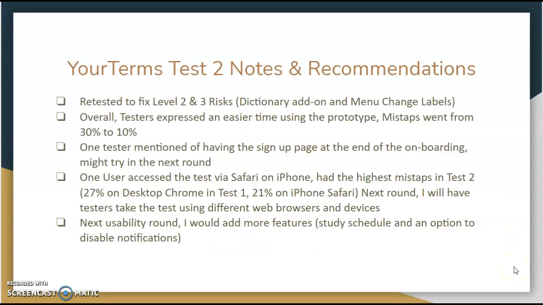For this round of testing, I focused on the higher level risks, list 2 and 3, so the dictionary add-on and the menu change labels. Overall, testers expressed an easier time using the prototype, and missteps went from 30% to 10%.